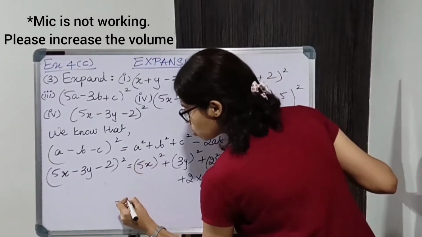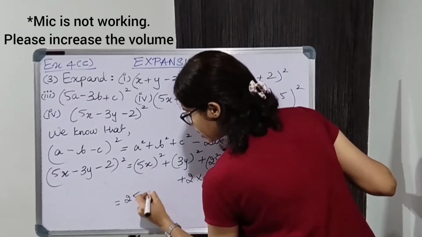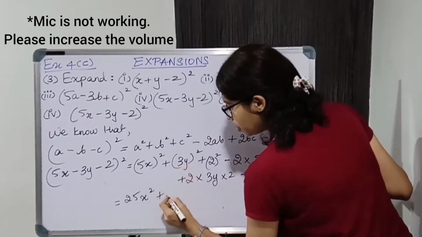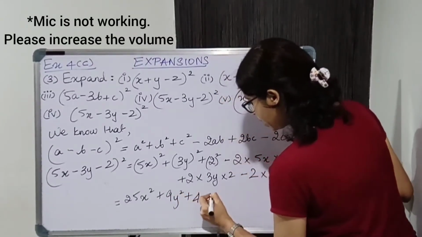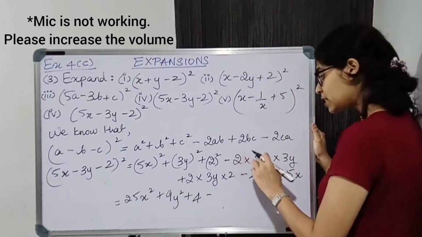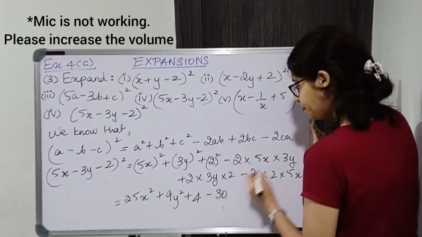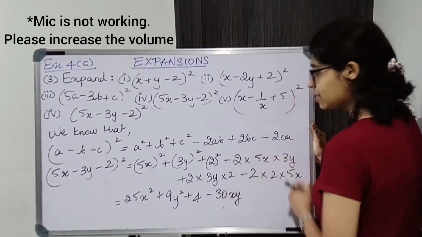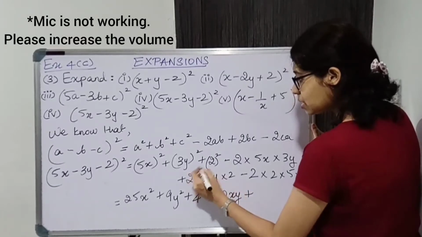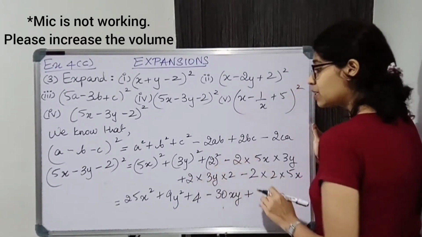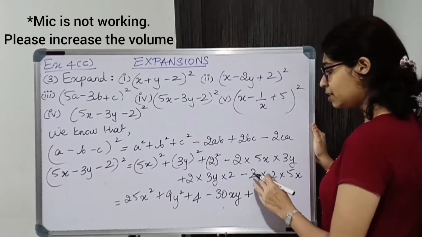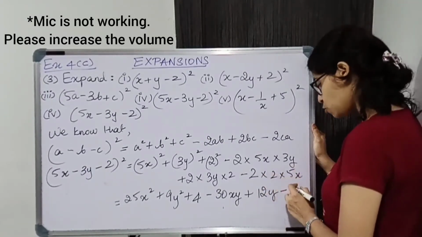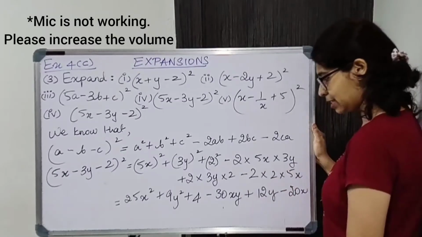Now 5 square is 25, x square is x square, 3 square is 9, y square is y square, plus 4, minus, multiply the numbers first, 2 5s are 10, 10 3s are 30, then the variable is xy, plus multiply the numbers first, 2 3s are 6, 6 2s are 12 and y, minus 2 2s are 4, 4 5s are 20 into x.